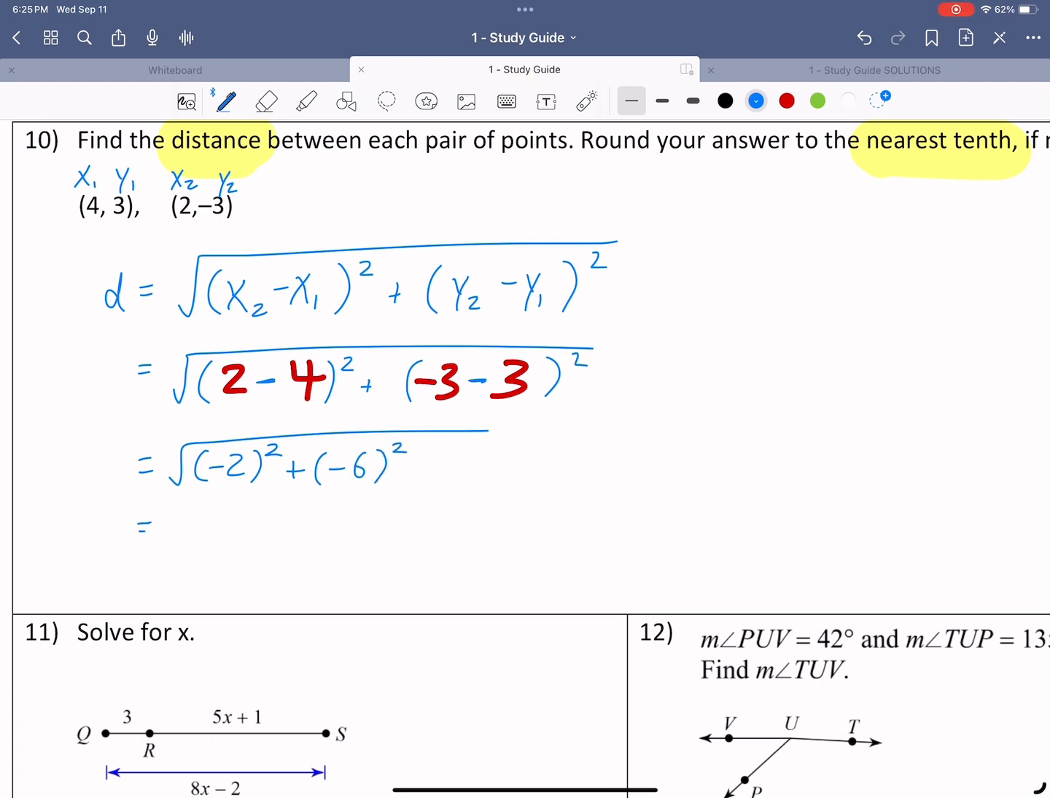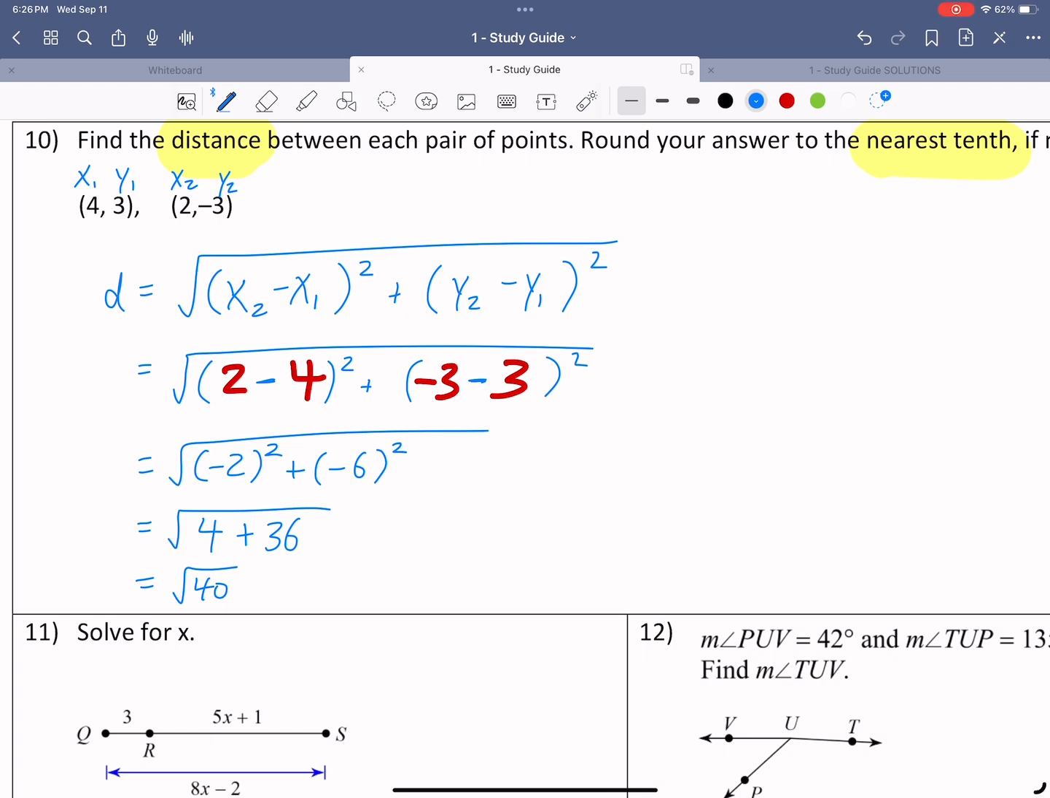Careful with your negatives. Now, negative 2 squared, this guy right here, be very careful. That gives you a positive 4, right? Think about it. Negative times a negative is a positive. So that gives you a positive 4. And think about this one, negative 6 squared, that gives you a positive 36. The negatives cancel out. That should give you square root of 40.